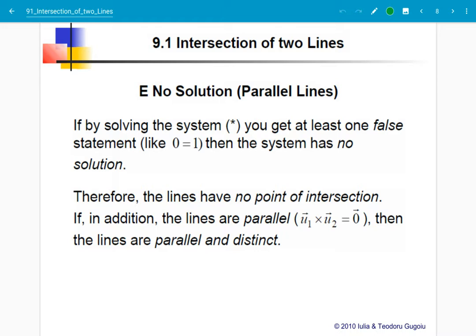Example 3, the next case we have to deal with. If you get an impossible or a falsehood, like 0 equals 1 or 0 equals a number, there is no solution. Now, we don't know why there's no solution. We could have skew lines or distinct lines. Now, the people that wrote up these notes, you can see their names down there on the slide, really like doing this cross product thing. I'm not a big fan. I would rather see if there's no solution, I would just check if they're parallel or not. If they're parallel and there's no solution, then I know they're parallel and distinct. If they're not parallel and there's no solution, then I know they're skew lines, okay?